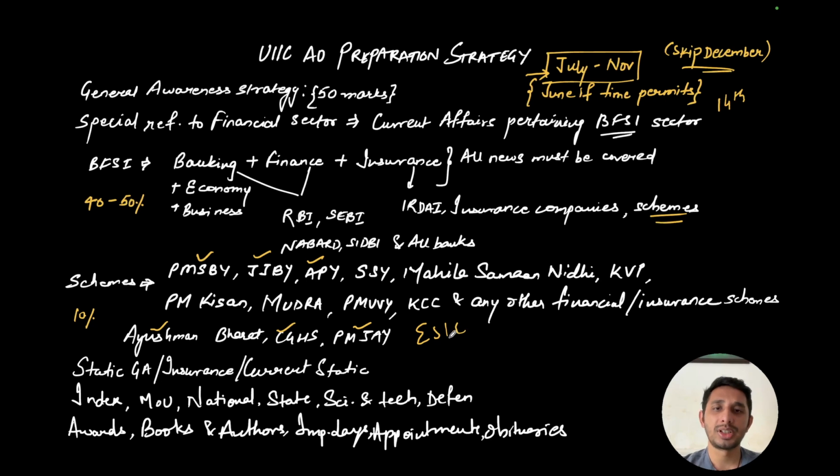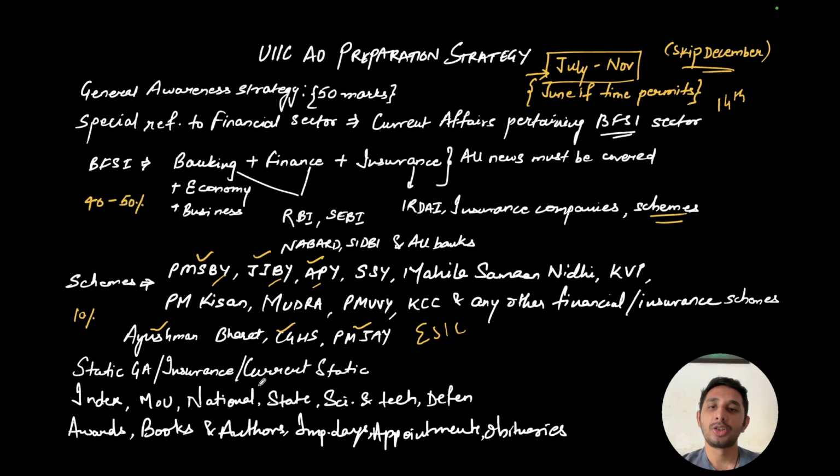You need to study these well, and these are the other schemes which can come since they have mentioned special reference to the financial sector. So just take a look at it. These need to be done quite well because they are asked in most of the exams, Atal Pension Yojana and these things. All right. Then static GA, I think 10 to 15% can be asked from schemes, 10%.